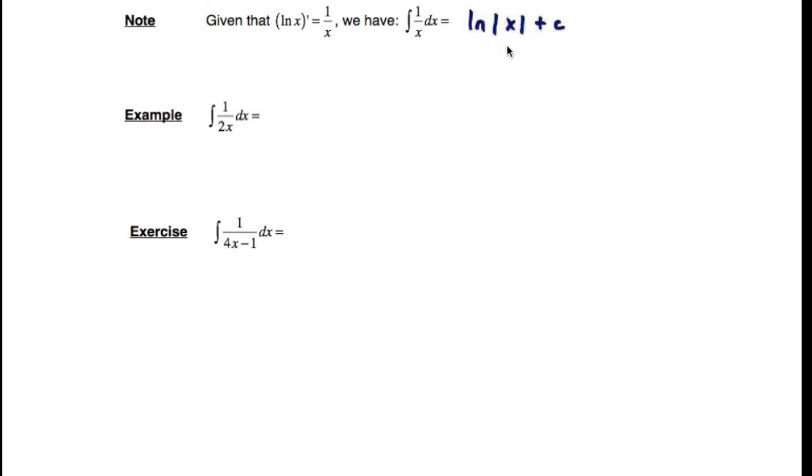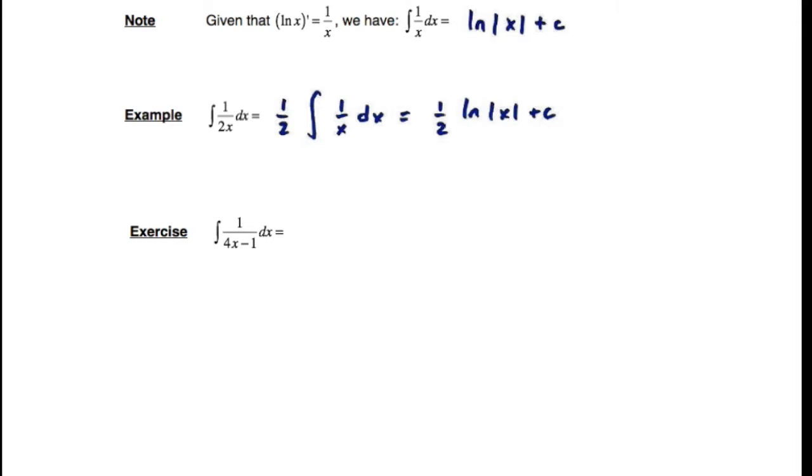Example 1, the integral of 1 over 2x dx. Very easy, we can just extract the 1/2. So we have 1/2 times the integral of 1 over x dx, and therefore the answer is 1/2 ln of absolute value of x plus c.